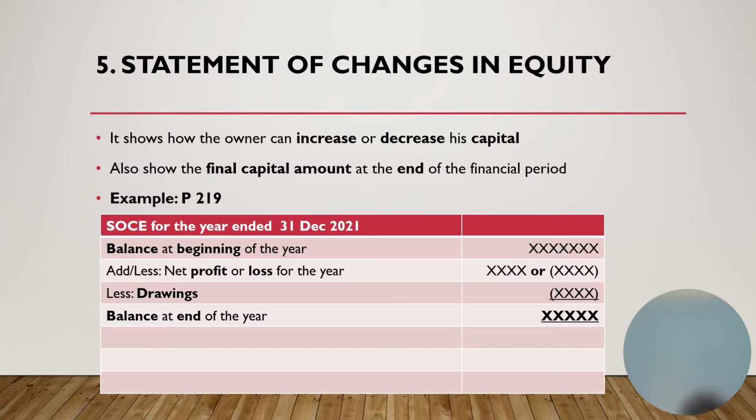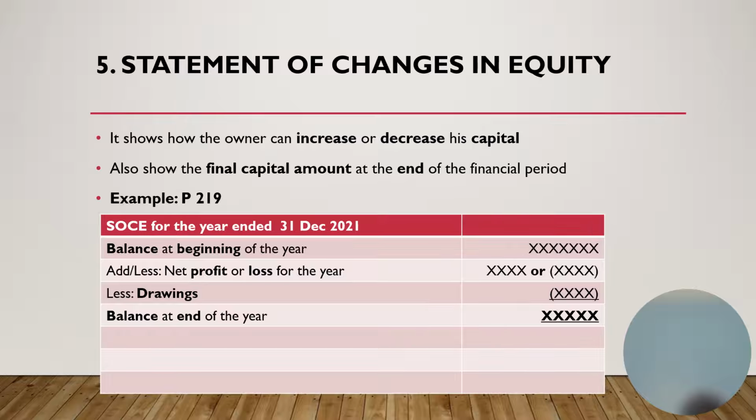Remember, how many books have we done so far? We have done the trading account, we have done the profit or loss account, we have done the statement of profit or loss, which we call the income statement. We have done the statement of financial position, which we sometimes call the balance sheet. Now we are doing the last one, the statement of changes in equity.